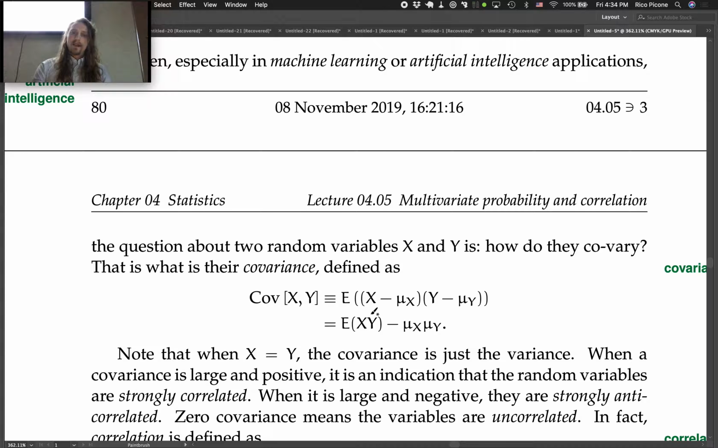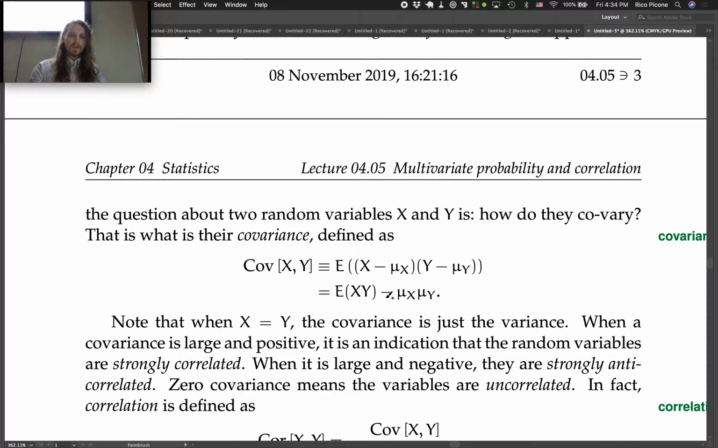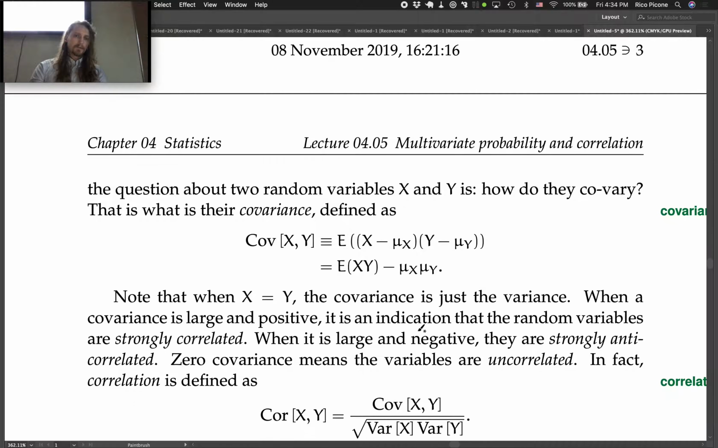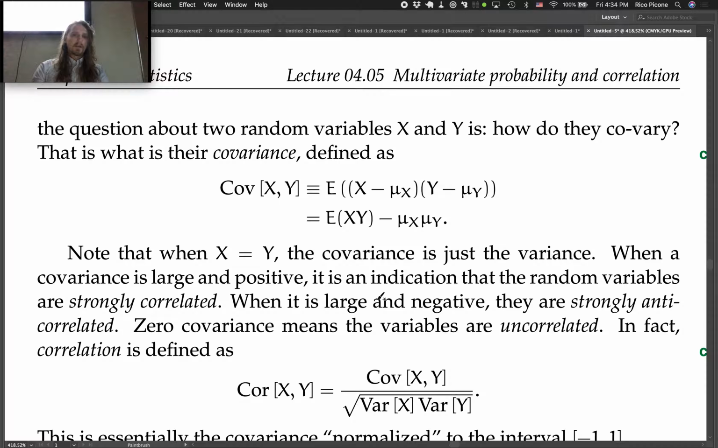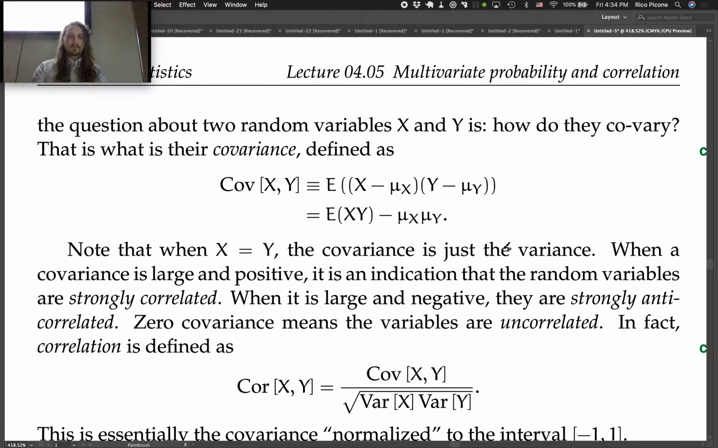It's the expected value of the product of the random variable minus the mean, and I could have used m there instead of mu, but that's our two notations for the mean, m or mu, x. So the difference between x and its mean, multiplying the difference between y and its mean. This simplifies to this expression below. Note that when x equals y, the covariance is just the variance, right? The variance was just the expected value of x minus its mean squared, which is what this reduces to.